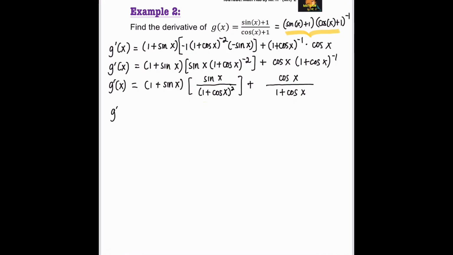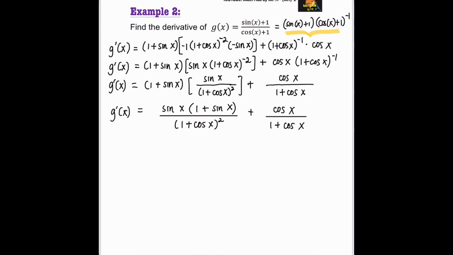So g prime of x equals, okay, so sine x times 1 plus sine x all over 1 plus cosine x squared. And we just simply copy the second term.